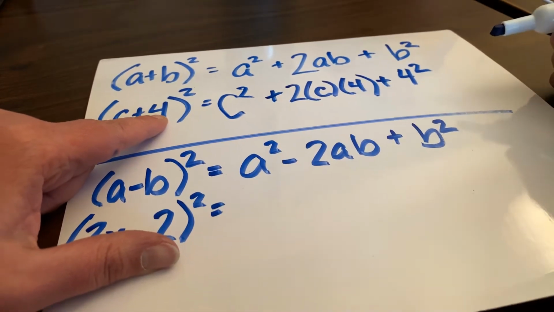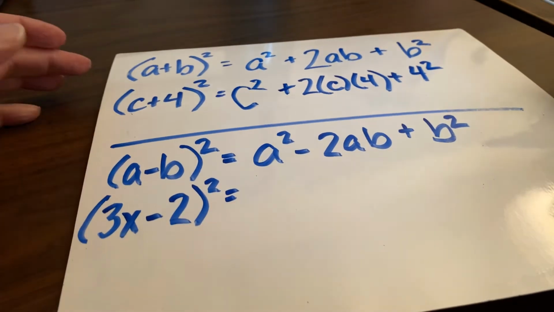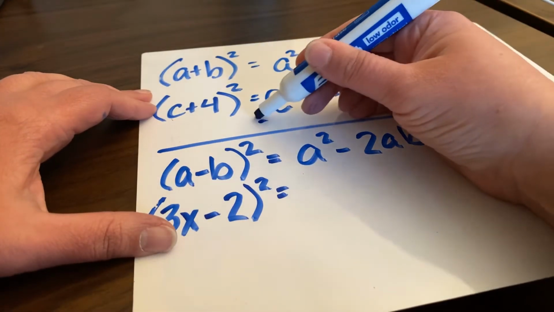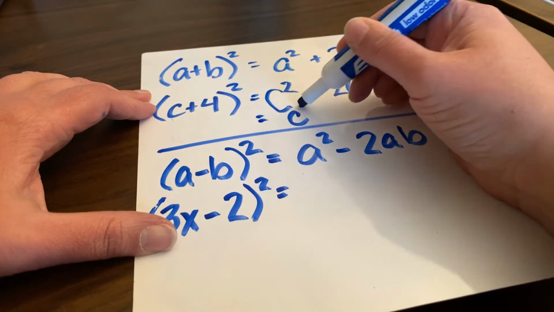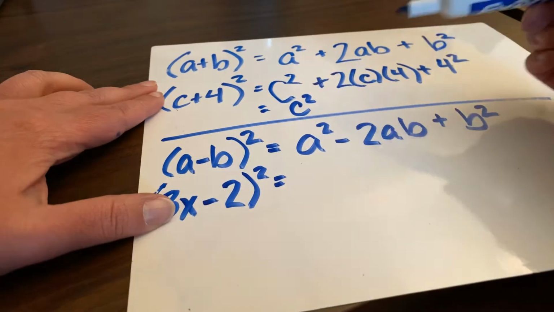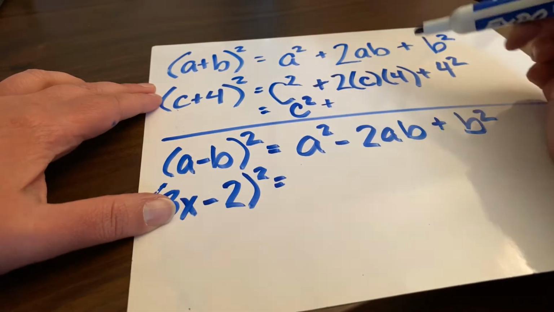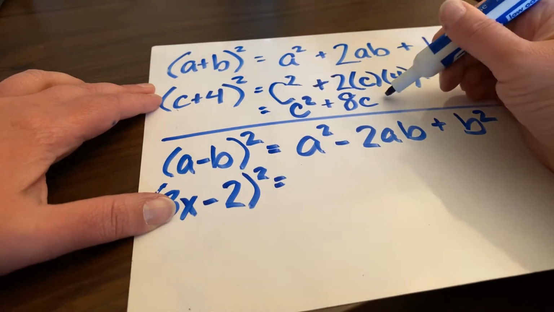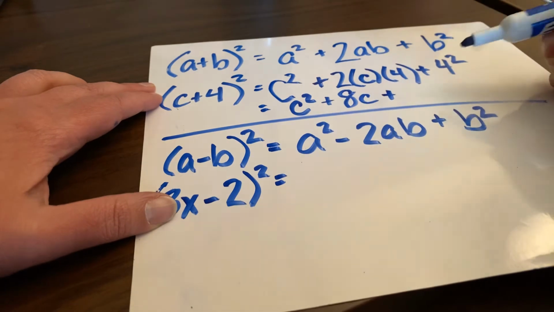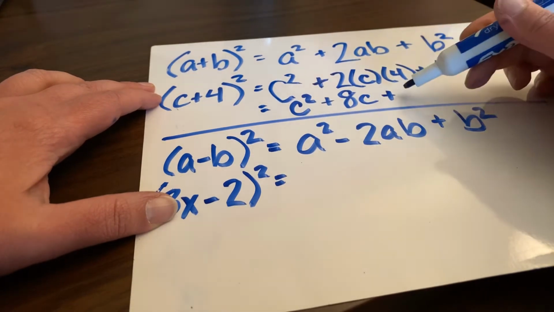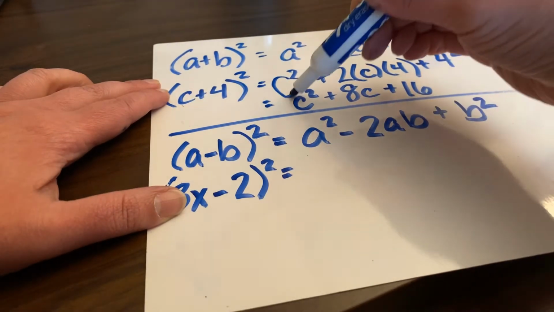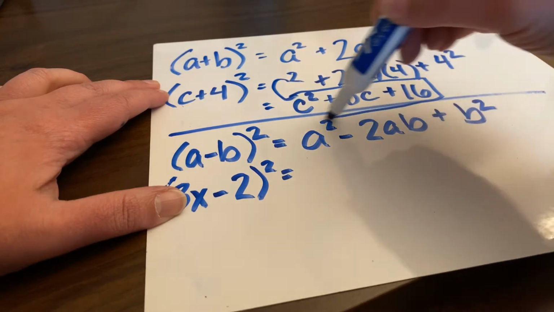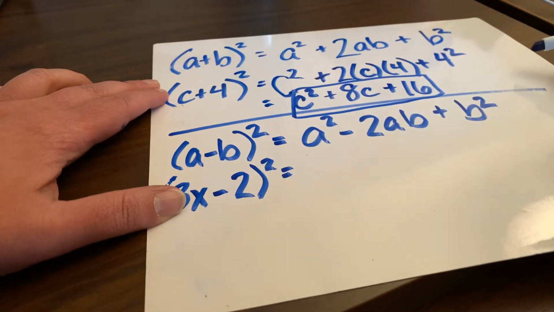Now, we want to simplify this. We want to write this in standard form, right? So we simplify it. c squared stays as c squared plus 2 times c times 4. That can be simplified to 8c, right, when we multiply those together. And 4 squared is 16. So your answer is c squared plus 8c plus 16.